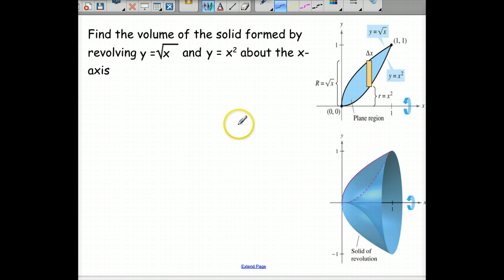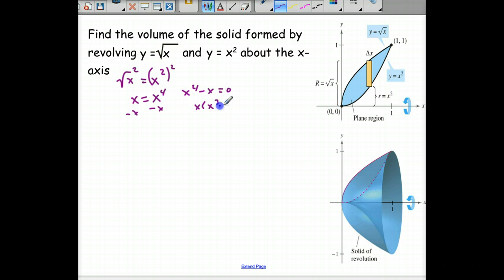So let's do this one. Find the volume of the solid formed by revolving y equals the square root of x, which is this function, and y equals x squared, which is this function, about the x-axis. So we're revolving around this x-axis here. Our first step would be to find where these two functions intersect. So I'm going to square both sides after I set them equal to each other, and I'll get x equals x to the fourth. Subtracting x from both sides, I get x to the fourth minus x equals 0.